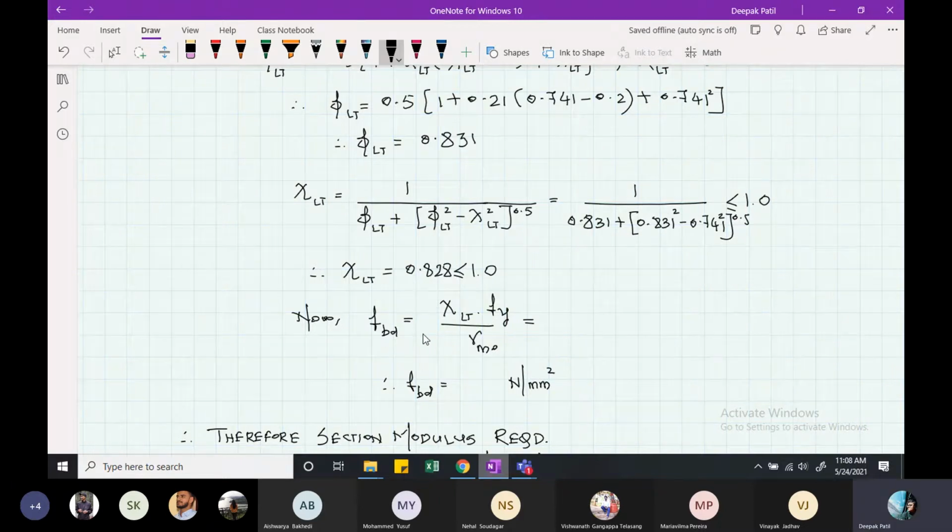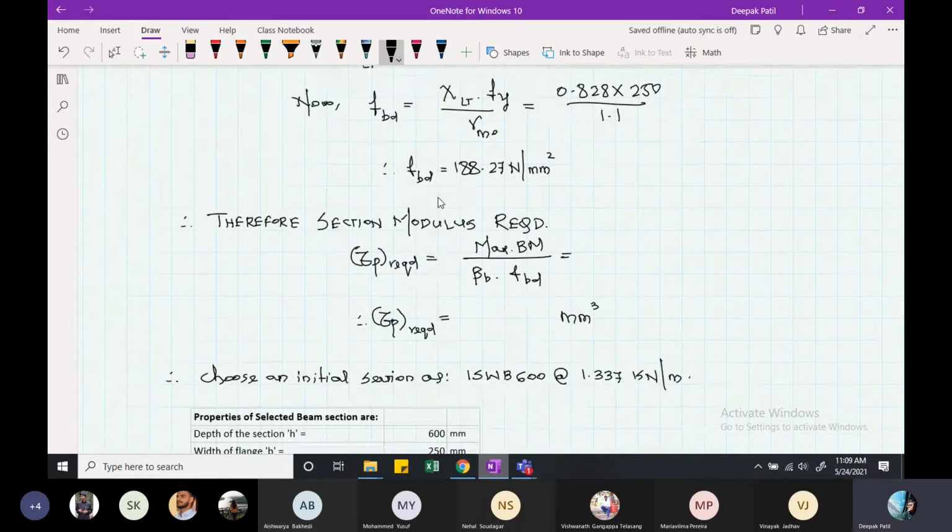Then I can calculate FBD, which is given as chi LT times Fy divided by gamma m0, that is 0.828 multiplied by 250 divided by the partial safety factor of 1.1. So I'm getting FBD as 188.27 Newton per mm square.